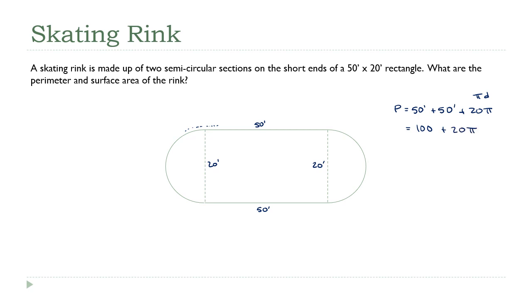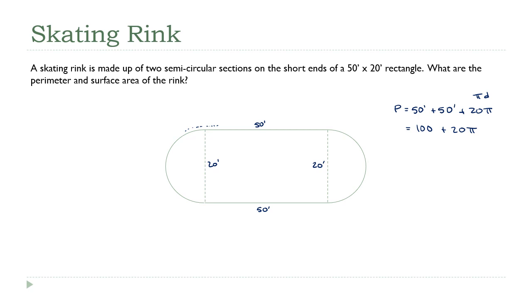Now that's the exact value, and to a mathematician like myself, that's a perfectly good answer. It's not the kind of answer, for example, that you want to take to the County Planning Commission. Right? It's not going to be a happy conversation if you go and try to tell them you're going to build a skating rink that's 100 plus 20 pi feet around. They want a decimal value.